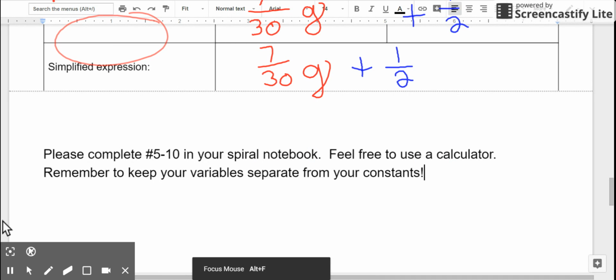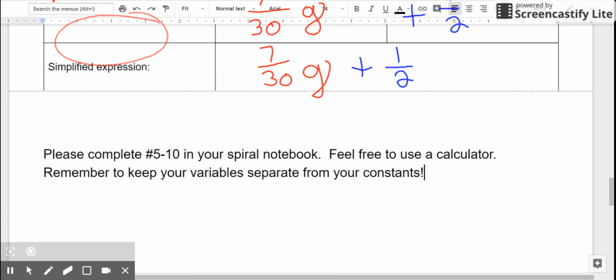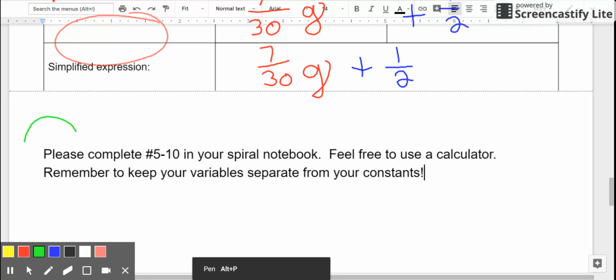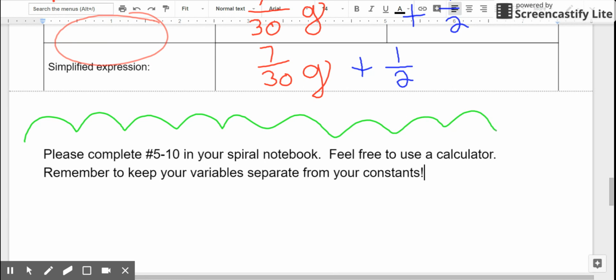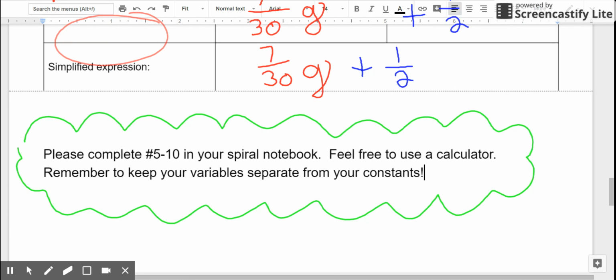Please complete number 5 through 10 in your spiral notebook. Feel free to use a calculator. Remember to keep your variables separate from your constants. You are following the same rules here that you've been following as we've learned about combining like terms and simplifying expressions. The only difference is that you're using fractions now. Feel free to use your calculator. Good luck!